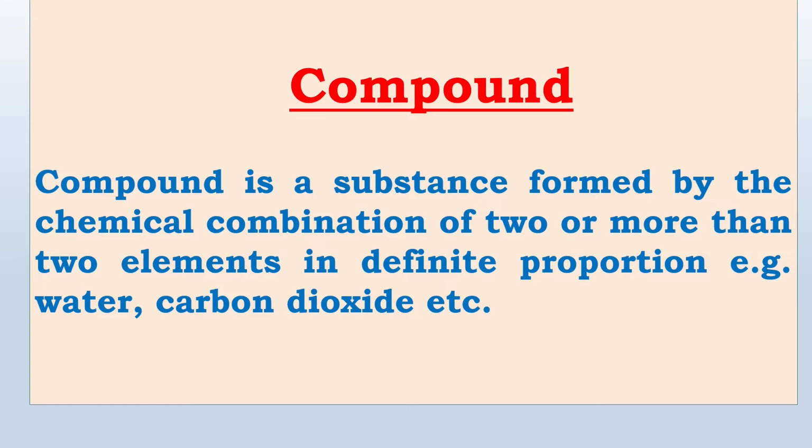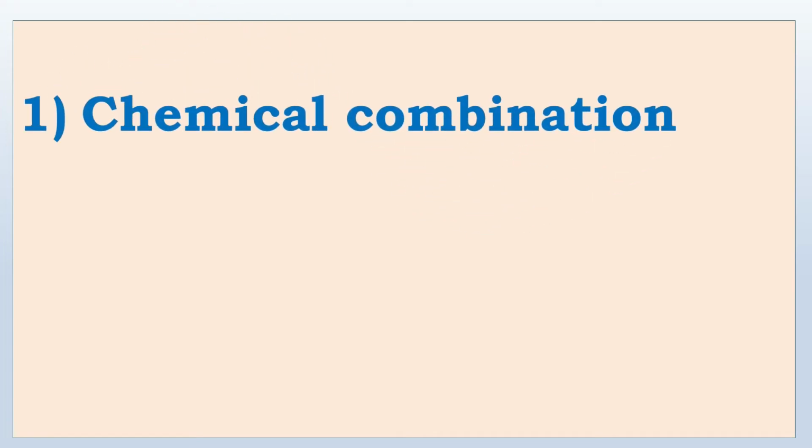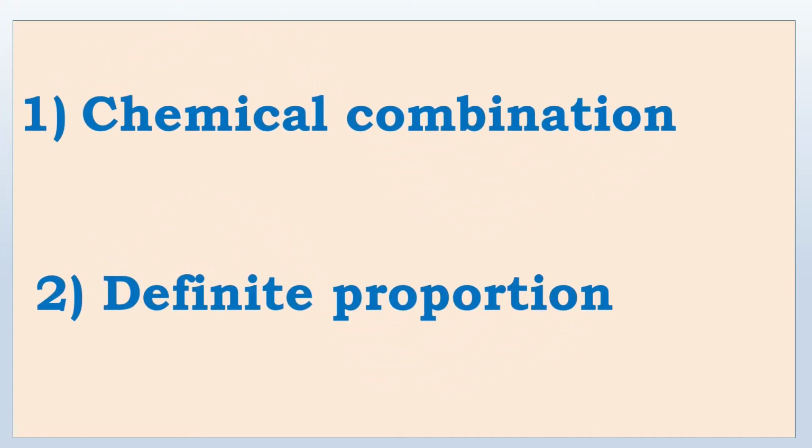Now, I want to highlight this definition with two points. What is told? Chemical combination. Number one point. Have you noticed this? Number one, chemical combination, and number two is definite proportion. Now, what is the meaning of this saying? Now, I want to give example of chemical combination. What is the meaning of chemical combination?